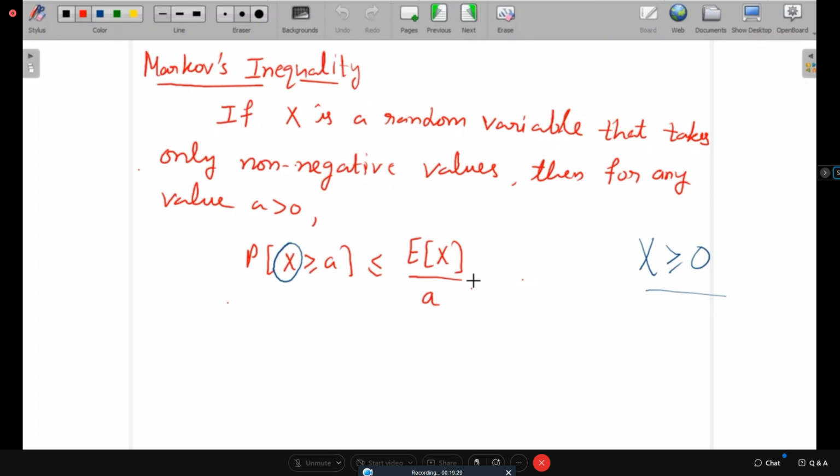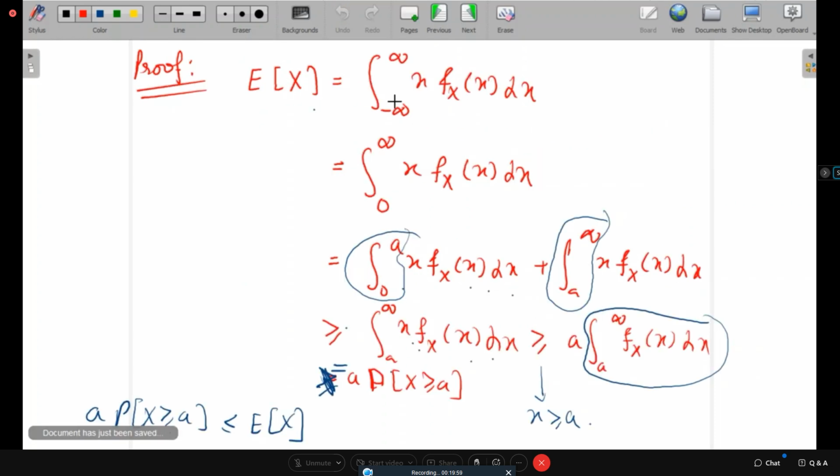Here mu x is the mean, and a is a number, strictly greater than 0. So this gives you a certain estimate, which we established in the last discussion. I'm not going to draw that proof again here. It was very simple.